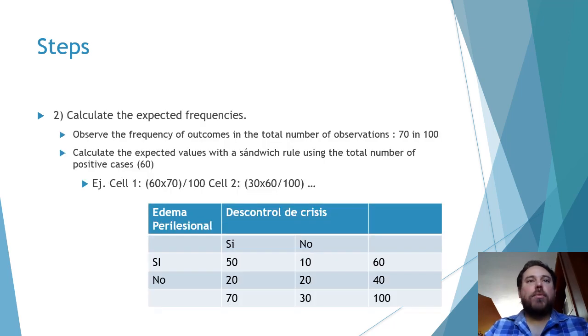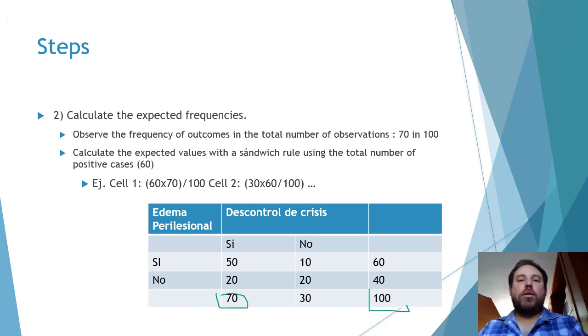So once we have the table, we can calculate the expected frequencies. How are we going to calculate expected frequencies? We have to observe for each cell the number of the frequency of the outcome, the total number of observations. In this case, we have the frequency of the outcome is 70, the total number of observation is 100. For each cell, we're going to do a sandwich rule using the total number of positive cases or negative cases depending on the cell we're talking about.